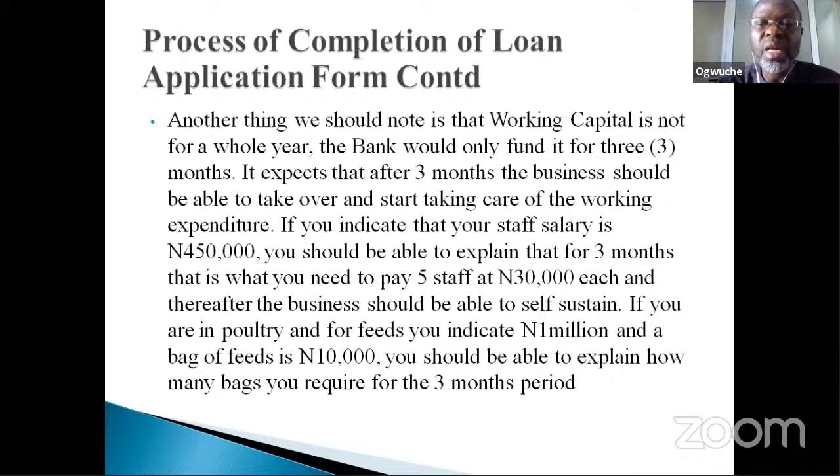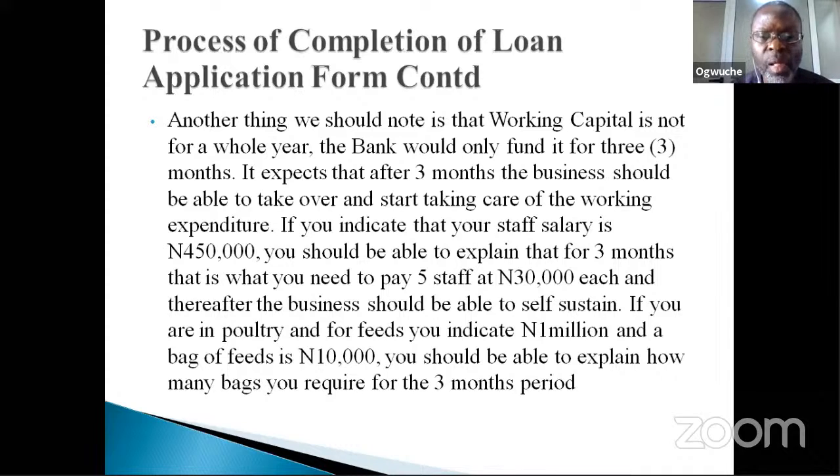Okay, it's expected that after 3 months the business should be able to take over and start taking care of the working expenditure. So if you indicate that staff salary is 450,000, for example, then you should be able to explain that for 3 months, what you need to pay FISA is 30,000 naira per month for each of those staff. And thereafter, the business will be self-sustaining to take care of your staff salaries.